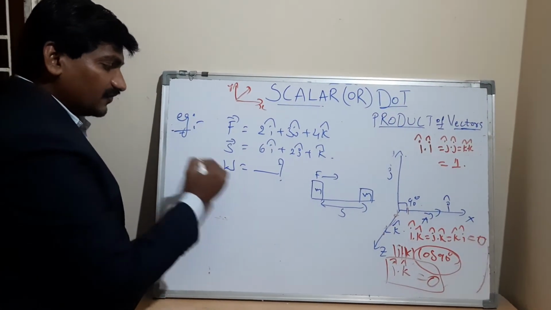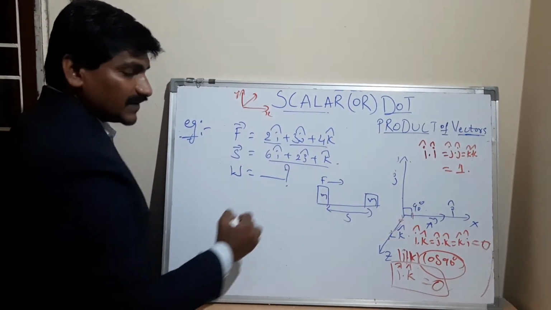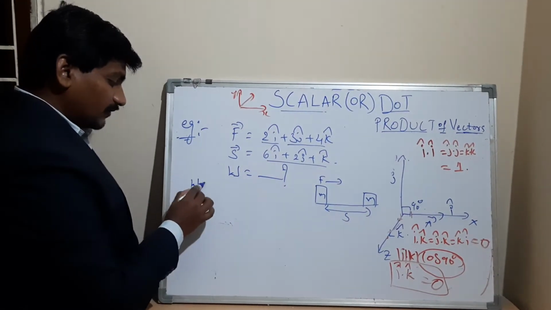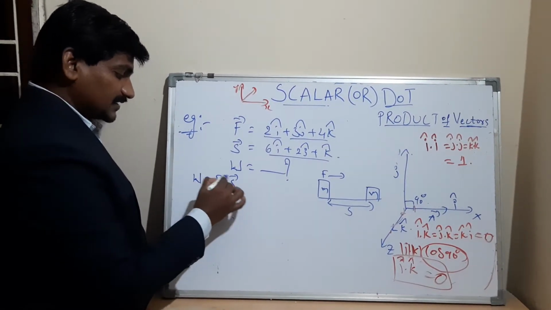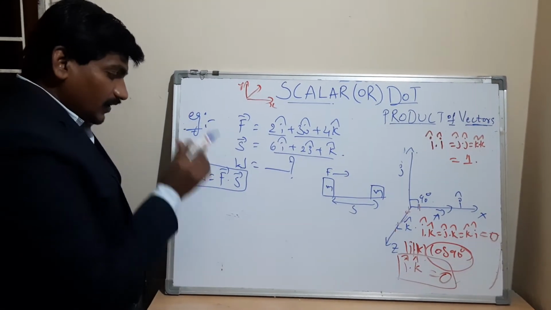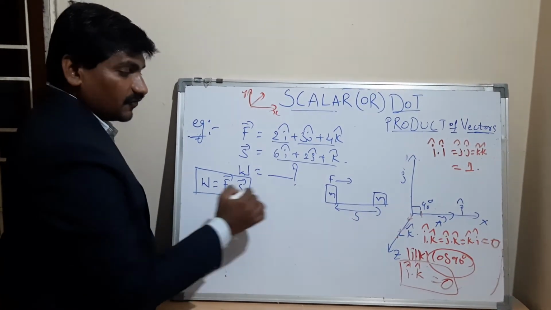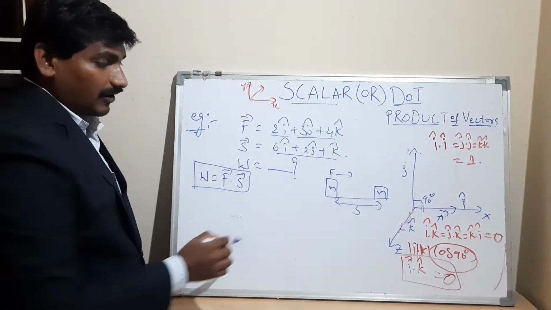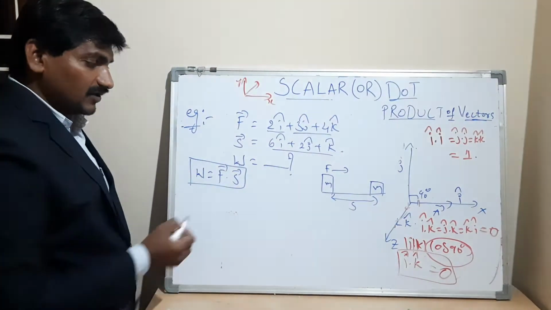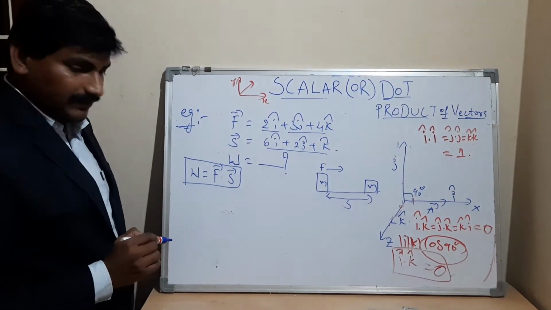For finding the work done, they have given the force and the displacement in terms of vectors. So I need to go to the formula with respect to vectors, that is work done equals F dot S, which we already know. Since the force exerted on the object and the object's displacement are along the same, parallel direction, no need to worry about theta. So W equals F dot S I am taking.